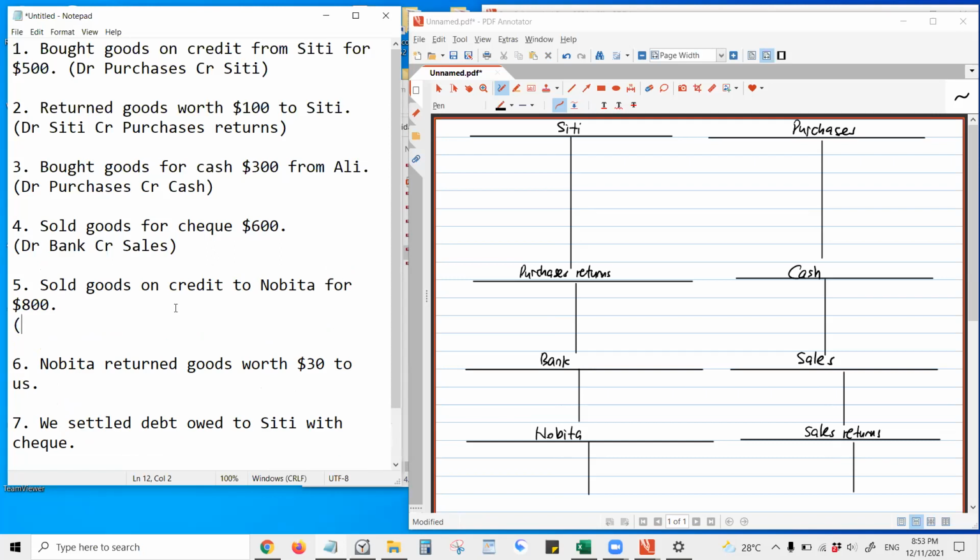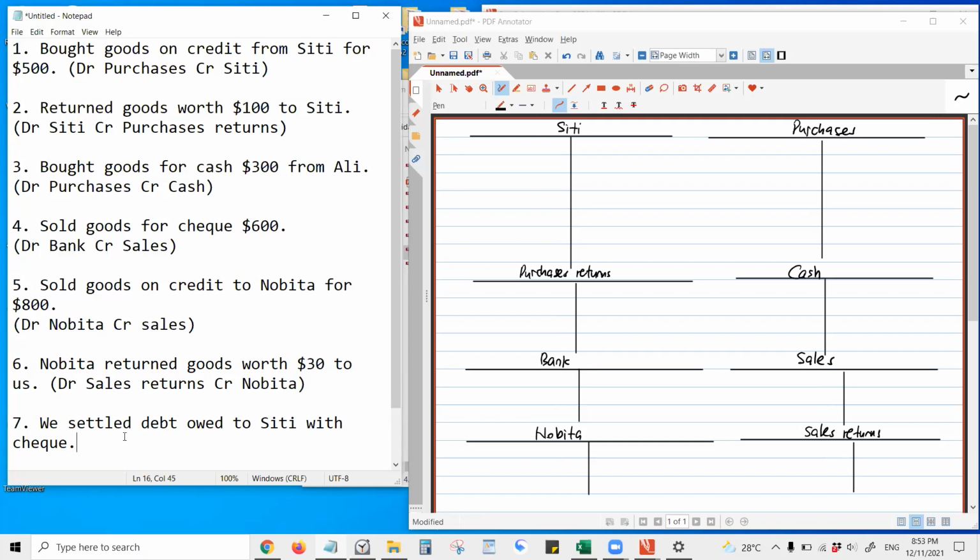Okay, so goods on credit to Nobita for $800. Can you debit cash or bank? Cannot. We cannot debit cash or bank. We have not received payment from Nobita. So you have to debit Nobita, credit sales. Okay, number 6. Nobita return goods back to us. So debit sale returns, credit Nobita.